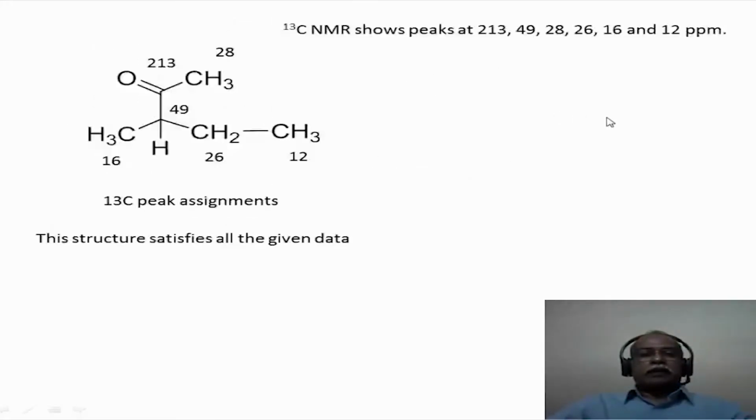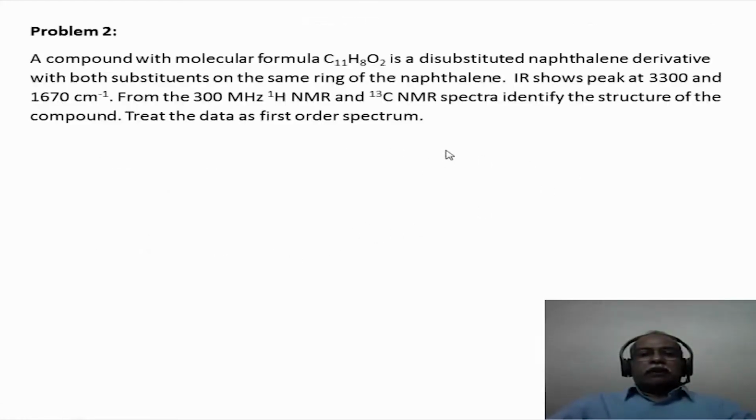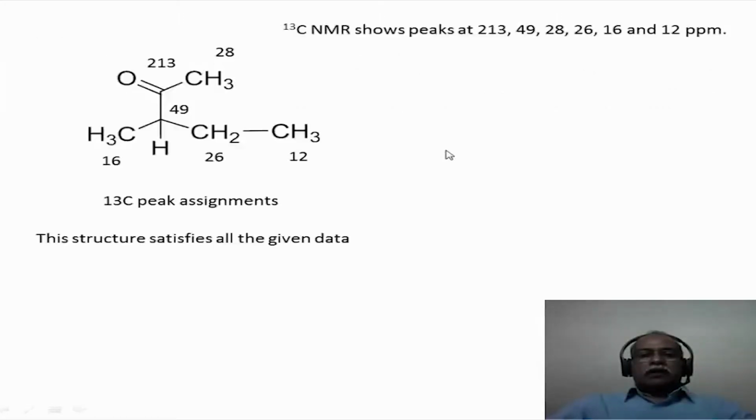The carbon 13 can be easily assigned. The carbonyl carbon will have the highest frequency, 213, and then comes the methine carbon, which has a lot of substituents, so it is 49. Then comes the CH3 which is attached to the CO, so that will be around 28, and the rest of the carbons, this carbon will have a higher chemical shift, and the terminal carbons will have the lowest chemical shift finally. So the structure essentially satisfies all the given data, and hence we solved the structure in a logical manner.